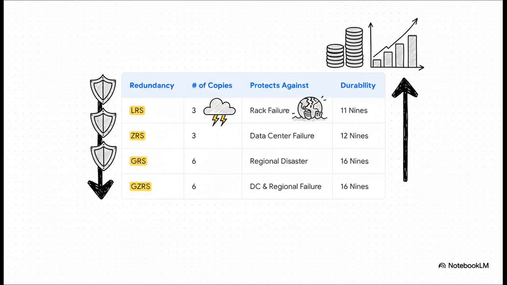As you go down the list, from LRS all the way to GZRS, which is kind of the best of both worlds, you can see how everything increases. More copies, protection against bigger and bigger failures, and the 9s of durability just go through the roof. Of course, so does the price. It's all about that trade-off. How much is your data worth?